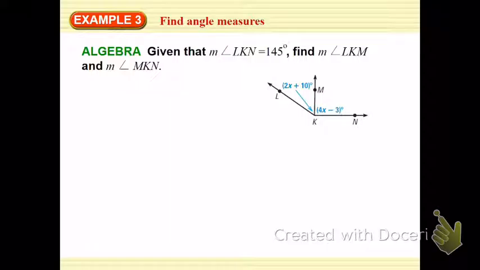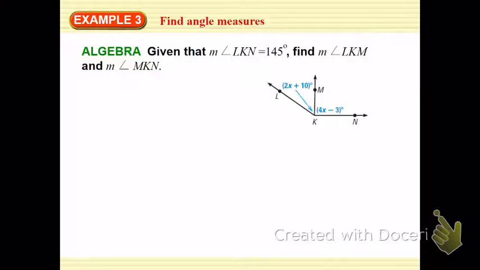Go ahead. 2x plus 10 equals 4x minus 3. Do we know those angles are the same measure? No. So we can't use that. Would it be 2x plus 10 plus 4x minus 3 equals 145? Right. We know the total. It's 145. We've got the parts. They both have x in them. I add these two together and set them equal to 145.